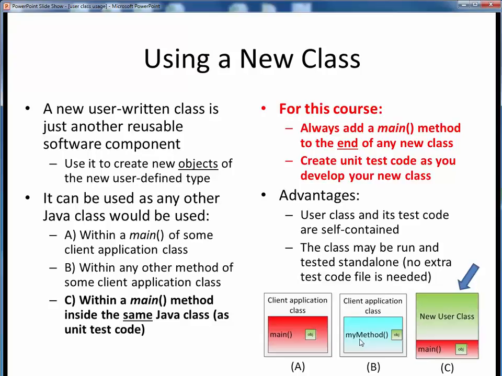So now I'm going to rock your world a little bit and say that we're going to add a main method inside our person class, appended to the end of our class code, and it's going to serve as some unit test code. This sort of flips everything we've done so far on its head.